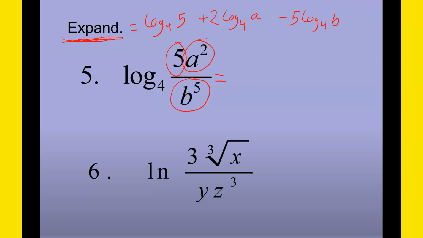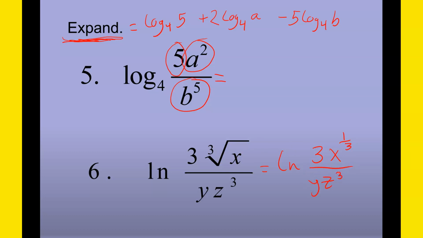All right, on number 6, what you want to do with this root, cube root, or third root, is rewrite the cube root as an exponent instead of a root. So I'm going to rewrite that as ln of 3 x to the what? To the 1/3, because a cube root you can rewrite as a 1/3 exponent. The index of the root goes in the denominator of the exponent, over yz cubed.